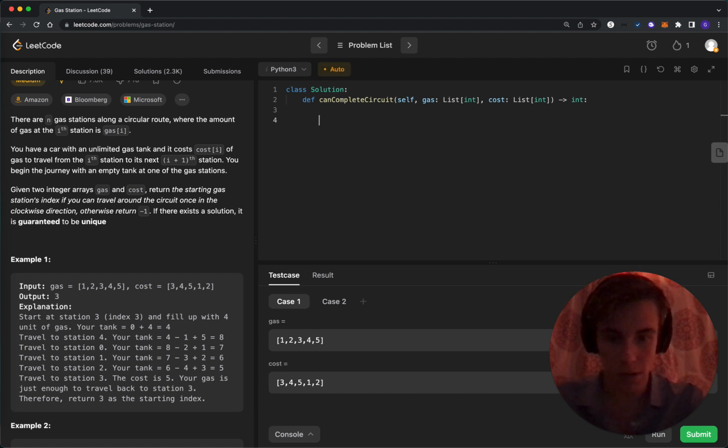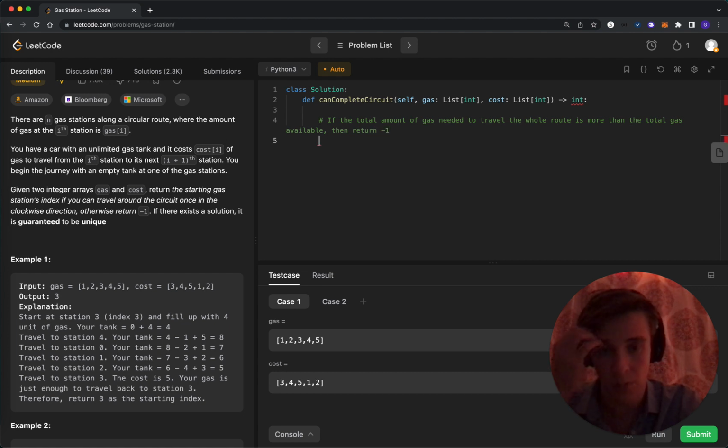Let's write some facts down. I don't know if that's the right approach, but I can say that if the total amount of gas needed to travel the whole route is more than the total gas available, then return -1. And that's pretty simple.